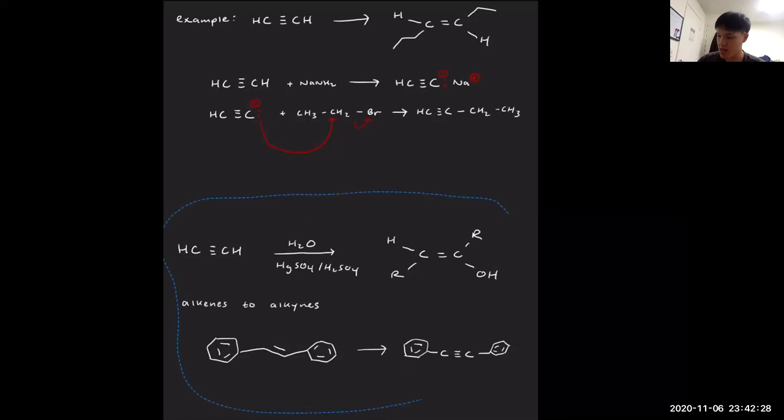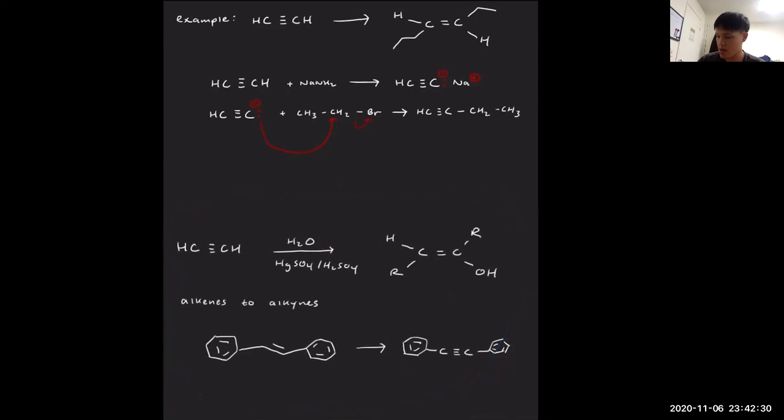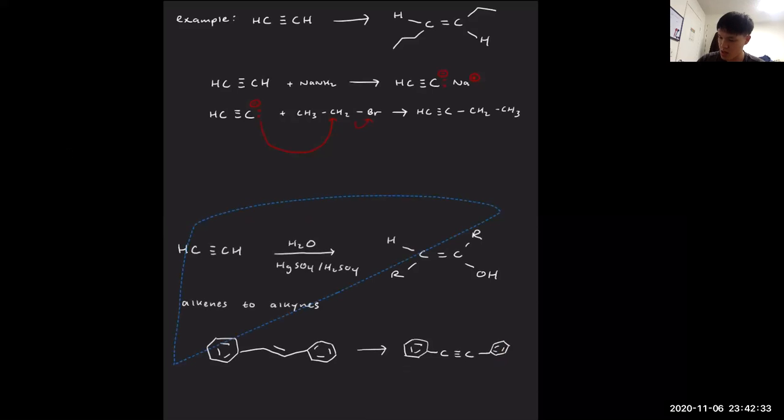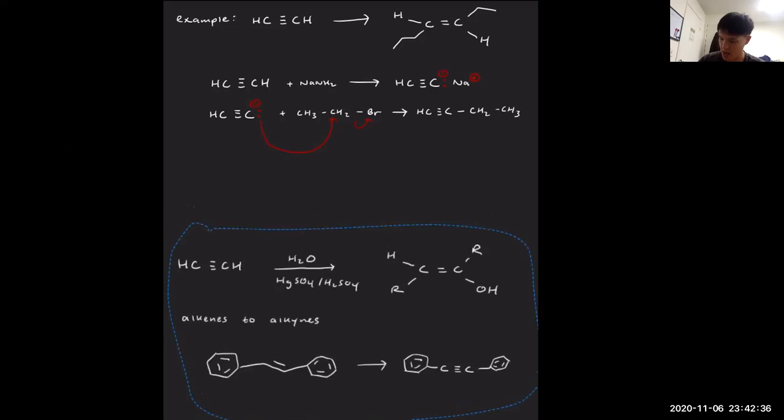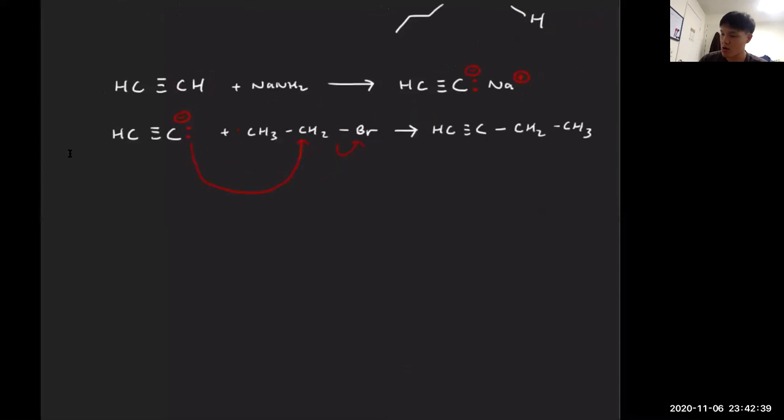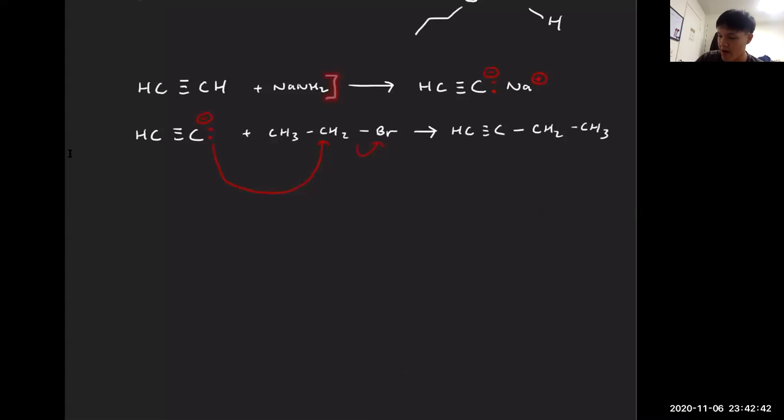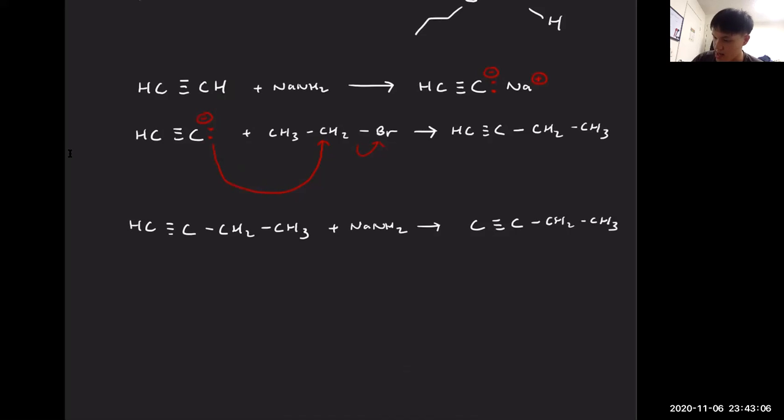Let's do the whole process again. Let me move this example down. Okay. So we can do this whole process again because we have 2 acidic hydrogens. So let's do it again. HC, C, and then we added the ethyl group onto here. Then let's get rid of that acidic hydrogen by reacting with NaNH2. So we get C triple bonded to C, CH2, CH3. And then this is a nucleophile now, right?